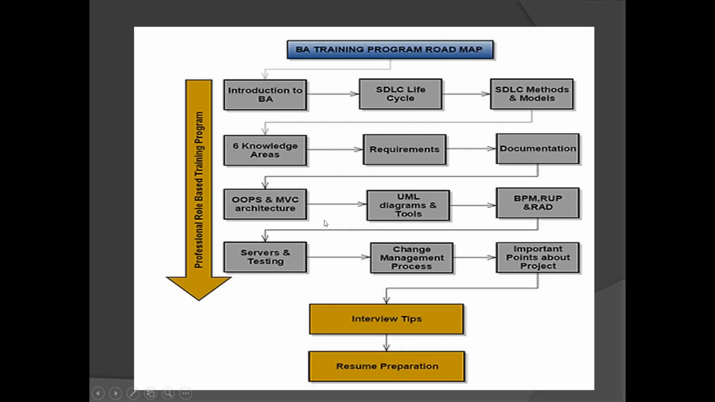Then this is our roadmap, how we are going to start our training. So first I will start with introduction to BA, then I will explain what is the SDLC life cycle, then what are the different methods and models that are there for SDLC. Then I will explain what are the 6 knowledge areas that a BA should have. Then we will see requirements, and after that documentation. Then I will explain what is OOPS and MVC architecture. Then we will see what are UML diagrams and tools. Then what is BPM, RUP and RAD, and what are servers and testing.